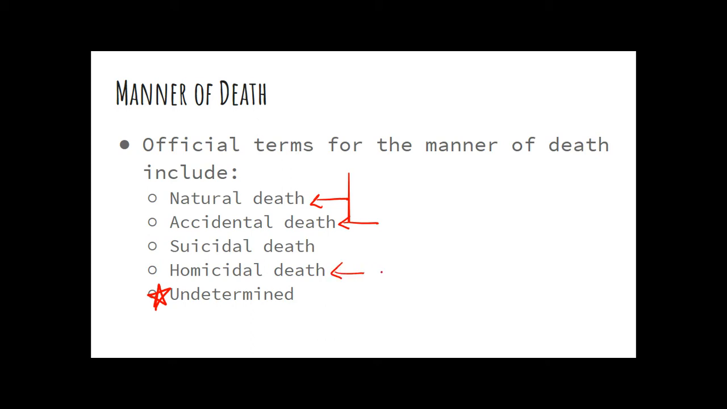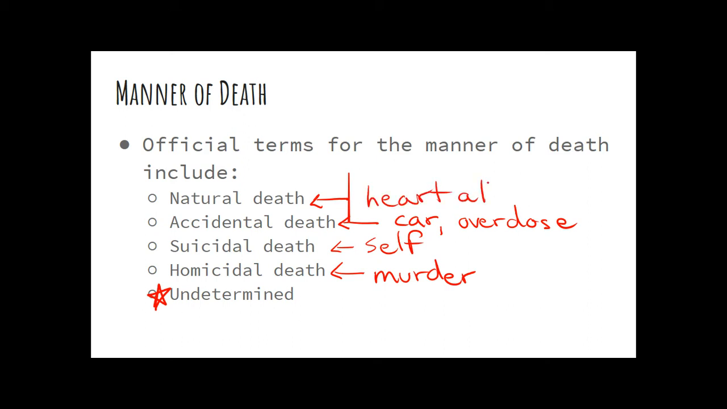Homicide is an automatic autopsy, and homicide is another word for murder. Suicide is by self. Accident could be like a car accident. Trying to think of other examples of accidental: an overdose can be considered accidental if it was not done with intent of suicide, if that makes sense. A heart attack could be our natural example, cancer, and so on.